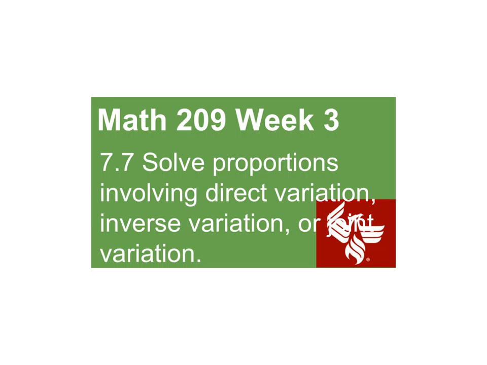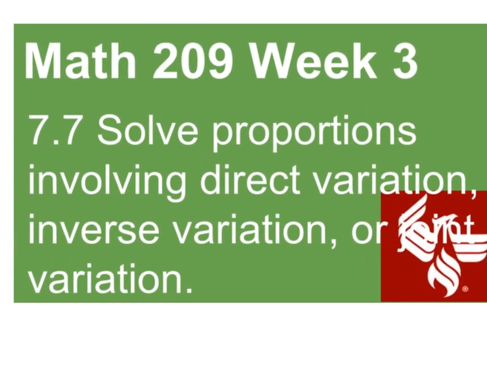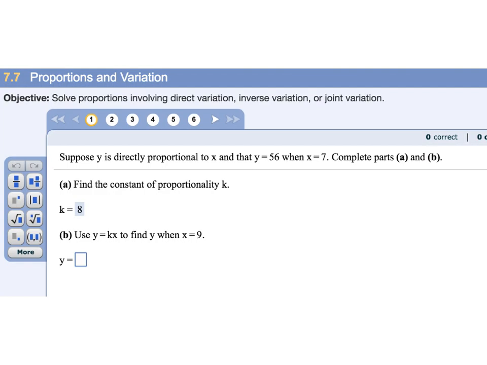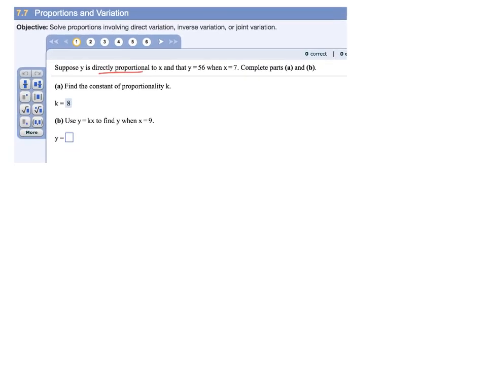All right, this is Math 209 Week 3. We're doing section 7.7, which is really just more solving proportions, although this time we're going to do it in a different style called direct variation, or we're going to do inverse variation. So what the heck does directly proportional mean? Okay, so the idea is when it says suppose y is directly proportional to x.